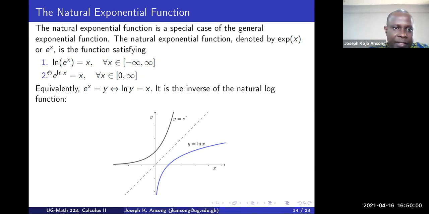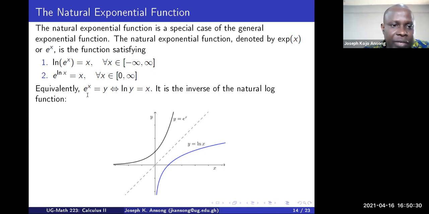It satisfies this: the ln of e to the x, remember ln is log to the base e, is just x. And again, it satisfies this relation: e to the ln x, once again the ln and the e cancel, is just x. So the natural exponential is the expression that satisfies these relations.